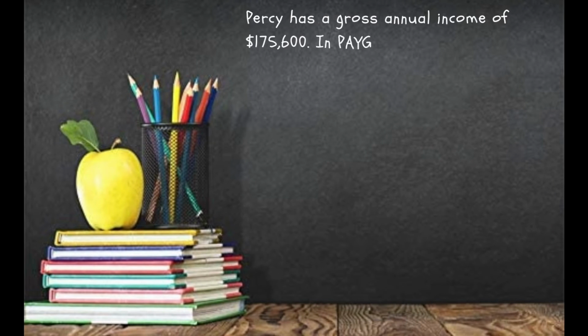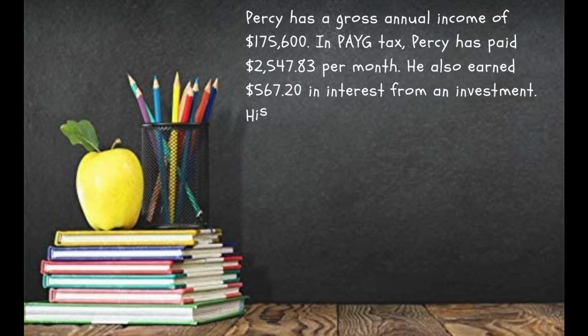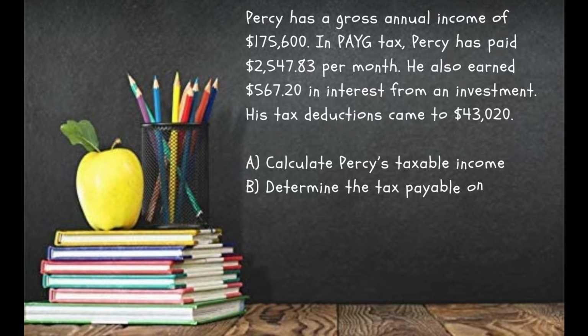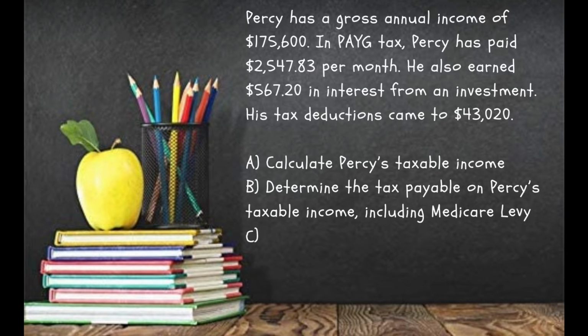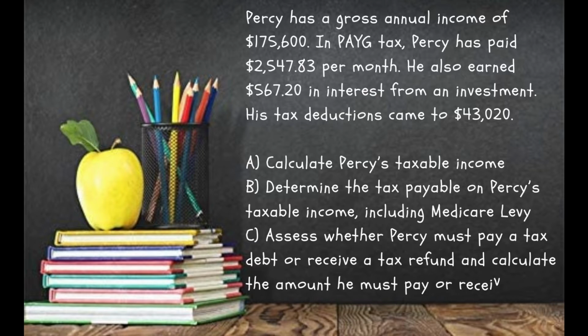Percy has a gross annual income of $175,600. In paid due tax, Percy has paid $2,547.83 per month. He also earned $567.20 in interest from an investment. His tax deductions came to $43,020. This example has a lot of new terms, so I'll go over them with you.